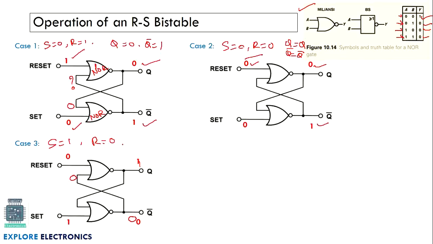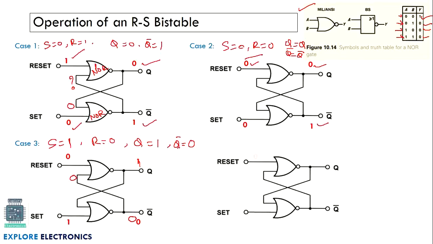When S is equal to 1 and R is equal to 0, I said in the previous slide itself, set input is 1, Q will be set to 1. Simple. Q bar will be complementary to that. Similarly, we can observe by giving 0 0 input again. I said here, when the input 0 0 is given, the output will not be changing.